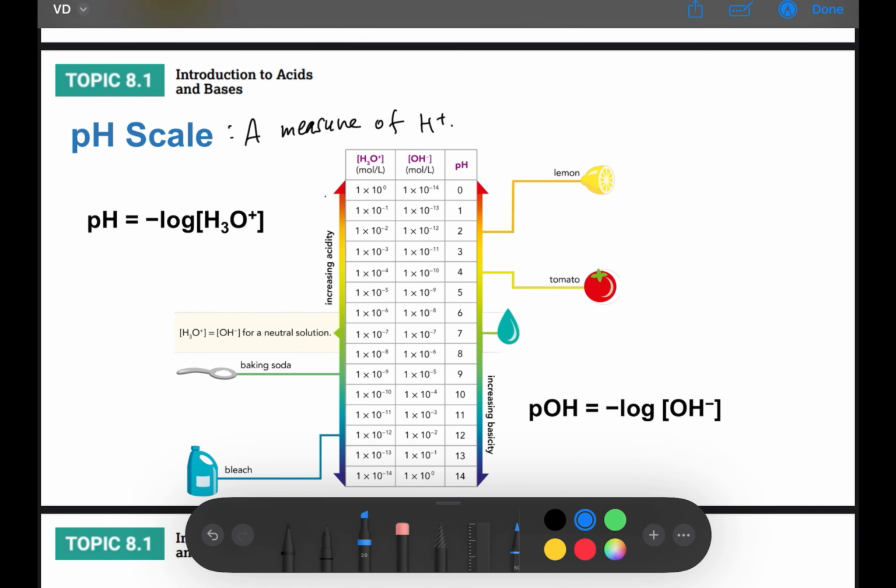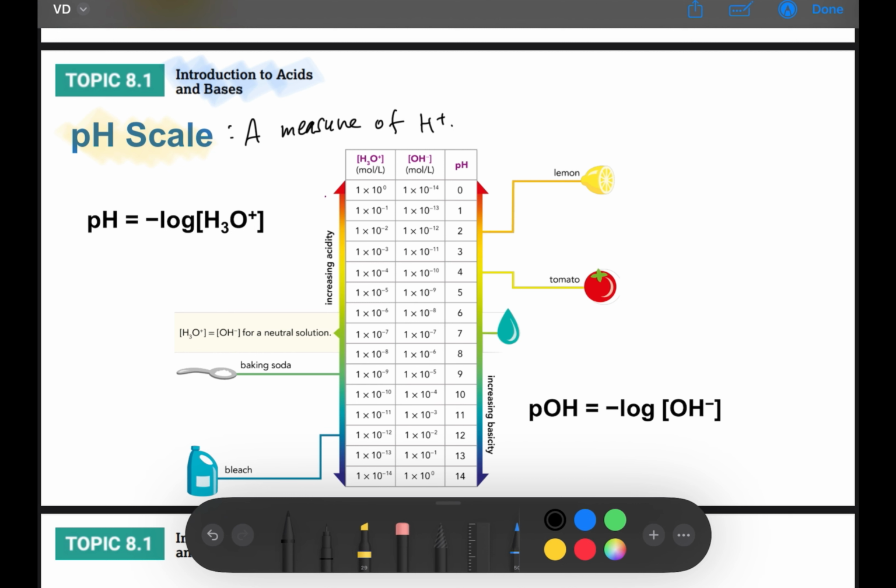Today we start with part 2 of section 8.1, which is all about introductions to acids and bases. So generally today we'll start with a beautiful concept that has so many applications in our real life, which is the pH scale. And I'm pretty sure that you've used this before or heard about this before.